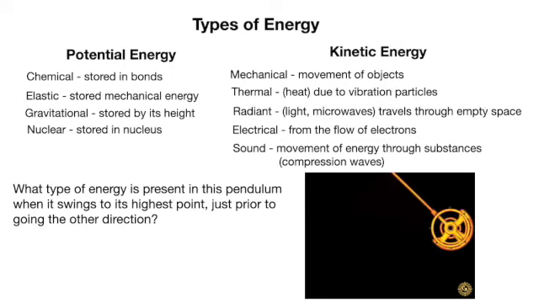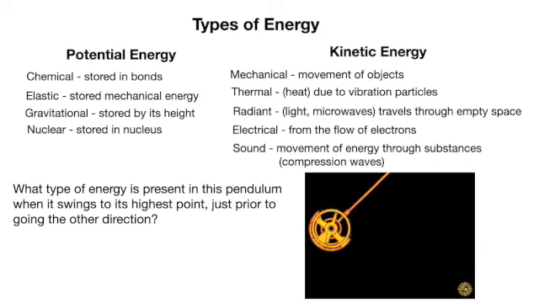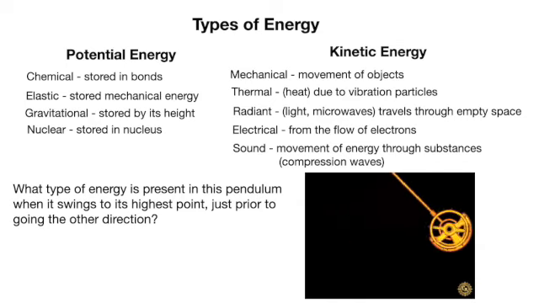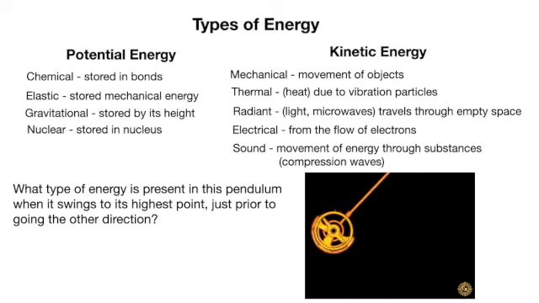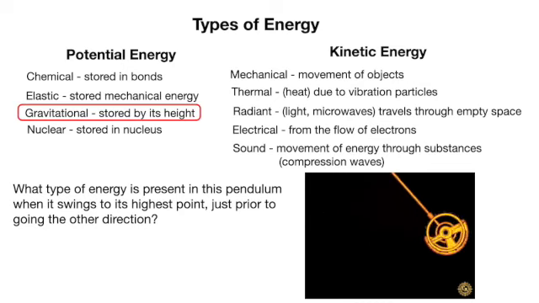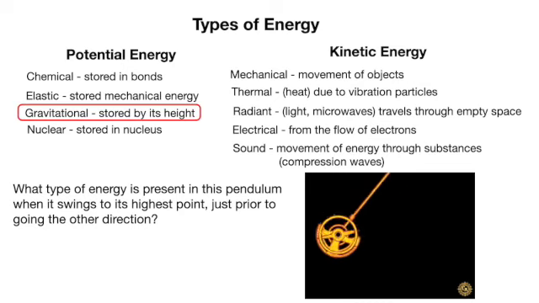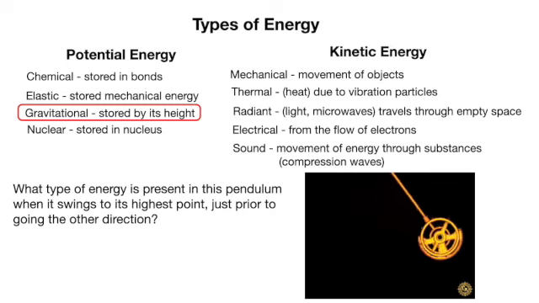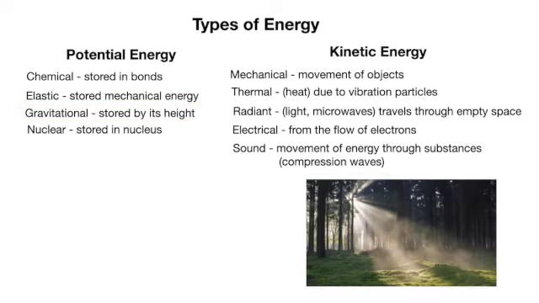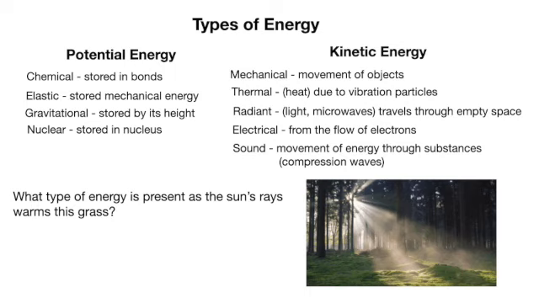So it gets to its high point. Because of its high point, its position, gravity pulls it down. That's gravitational. The height of it causes gravity to pull it down and work can get done. What type of energy is present in the sun's rays? Well, the sun's light goes through empty space. That's radiant energy.